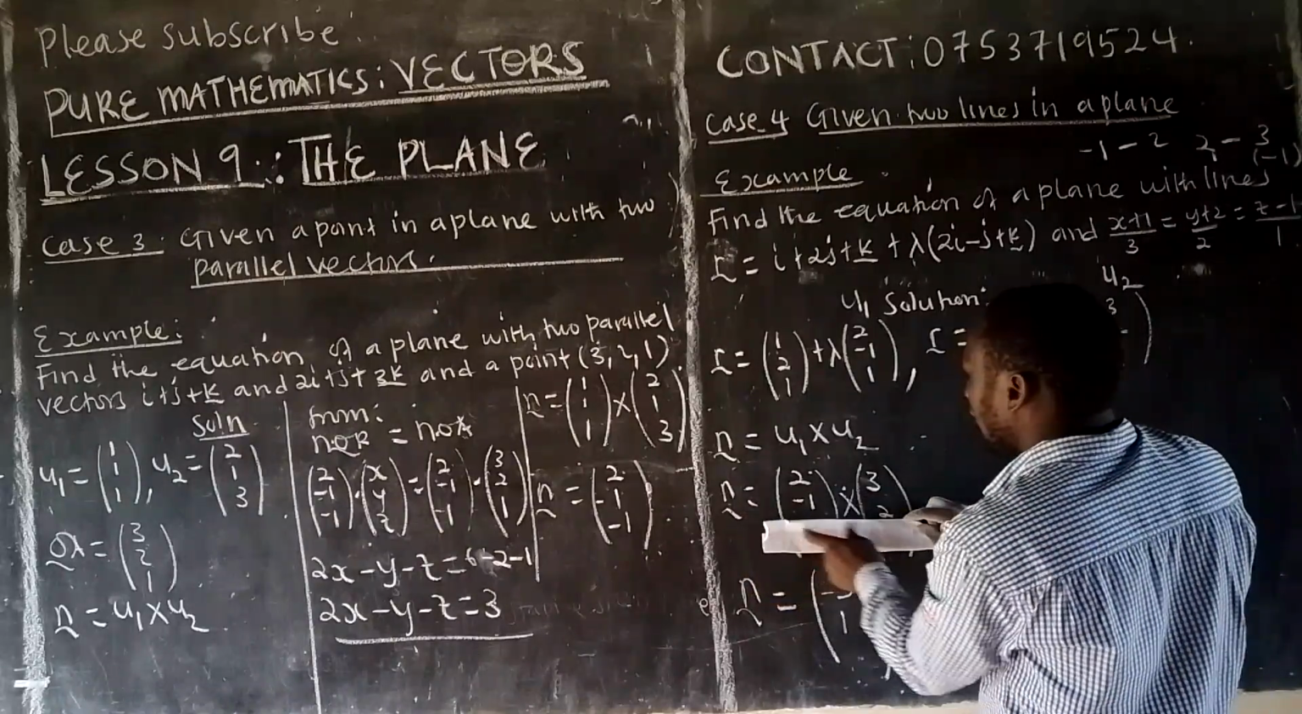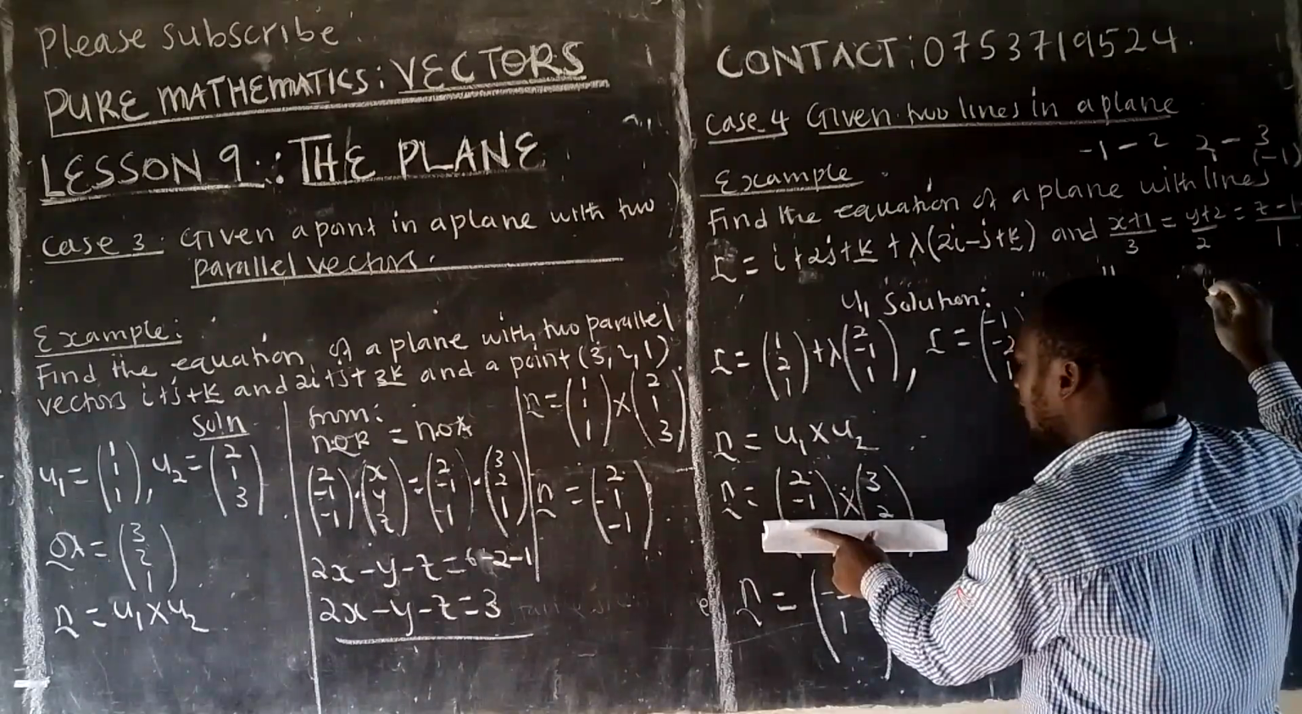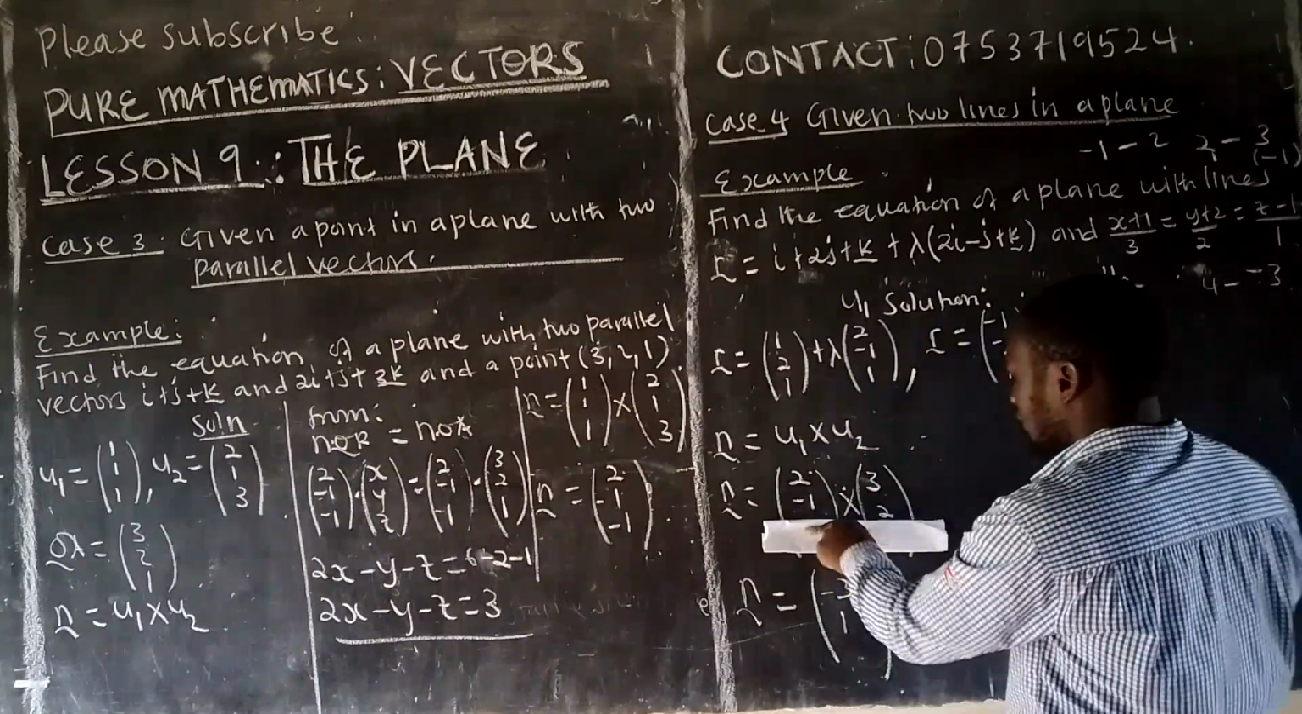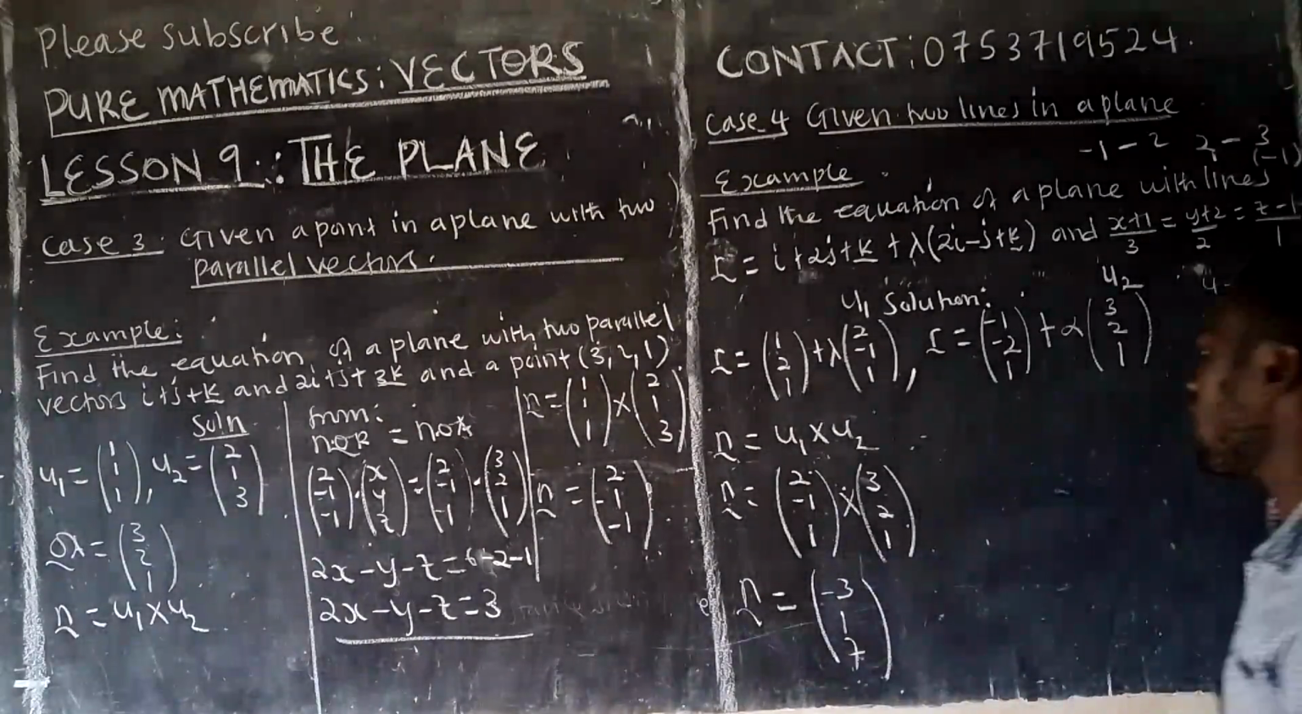Please go to lesson 2 and learn how we do the crossing. Lastly here, I'll close here. So 2 times 2 is 4. 4 minus negative 1 times 3 is that. So you shall end up getting a 7. And now that is our normal vector.